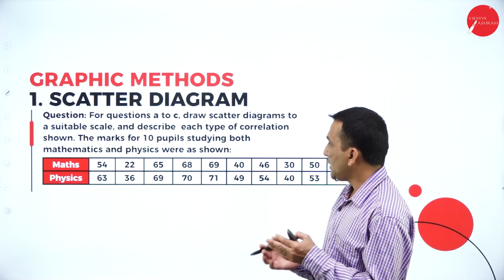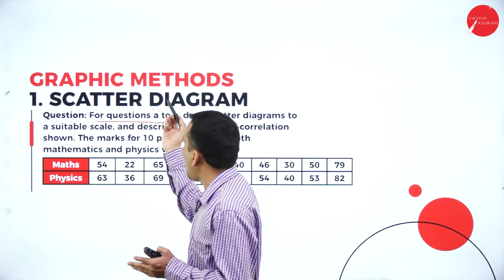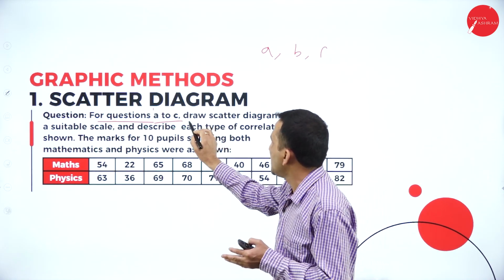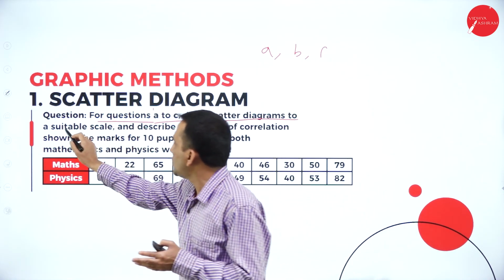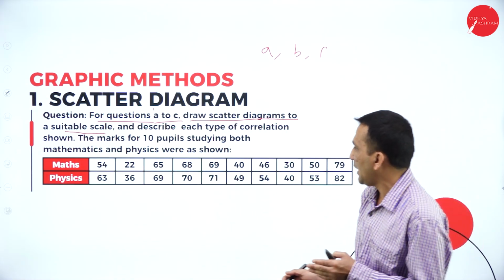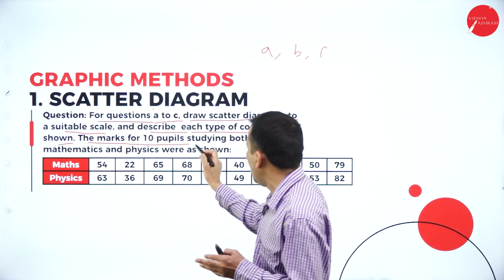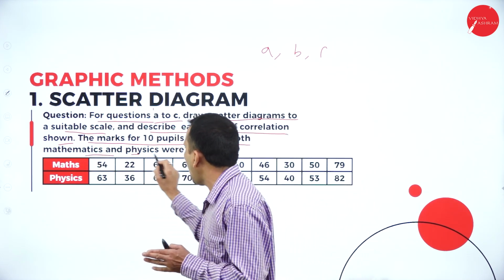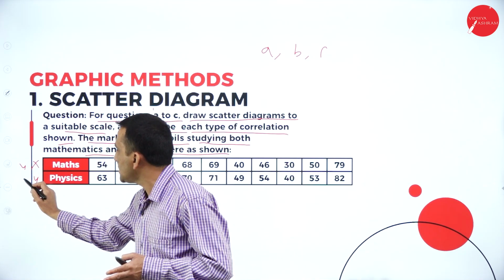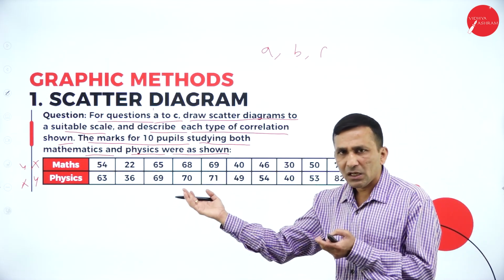Okay, so there is one more question. For questions A and C, the alphabets A, B, C. Draw a scatter diagram to a suitable scale. Seeing the data, we need to decide what scales to select, and describe each type of correlation shown. The marks for 10 people studying both mathematics and chemistry were as shown. Now here, x-axis or y-axis, x-axis max. This also looks like discrete data, ungrouped data.